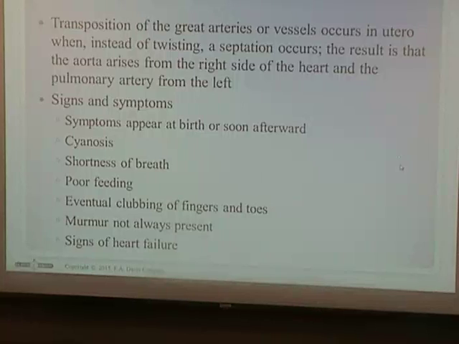So transposition of the great arteries or transposition of the great vessels. What do you think that means? Switched. That's right. We're switched. We've got blood going in the wrong direction.